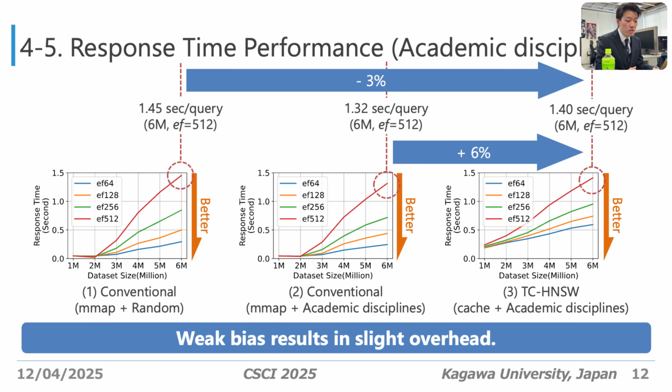Next, let's look at the result for the academic disciplines category. Comparing the three graphs, baseline, conventional with category, and TC-HNSW, we see a different result. In this case, TC-HNSW did not show improvement. This overhead of about 6% makes the response time around 1.4 seconds, which is nearly the same as the baseline. This is because the academic disciplines category has a weak topic bias. It is a very broad category, so the cache hit rate was low.